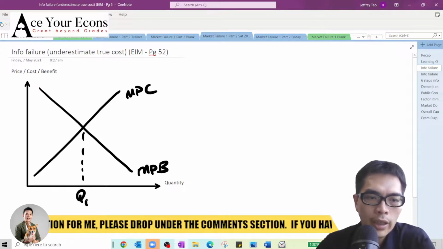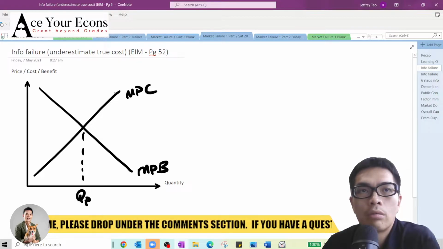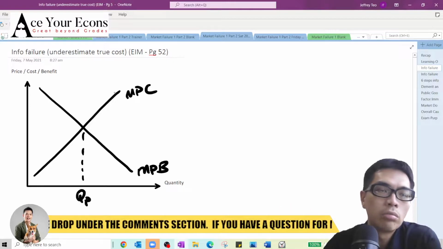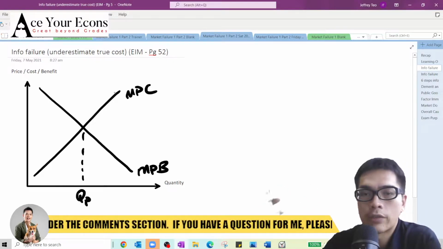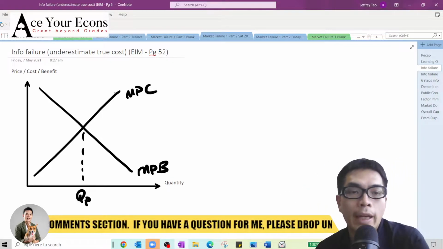Right, so we always start off by drawing MPB and MPC. Any violent objections? The same, right? Any consumer will decide to consume goods up to MPB equals MPC to maximize their satisfaction. So now, how is this different from externality?